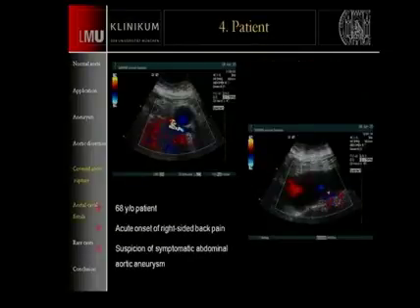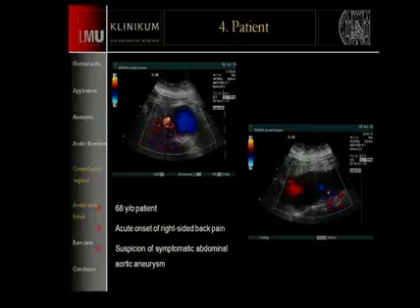A very uncommon case is a rupture from the aorta in the IVC as a sign of a fistula. So this patient, 60-year-old patient, suspicion of a symptomatic abdominal aneurysm. We started with grayscale. We see this aliasing here next to the aorta. So there's suspicion of an AV fistula.